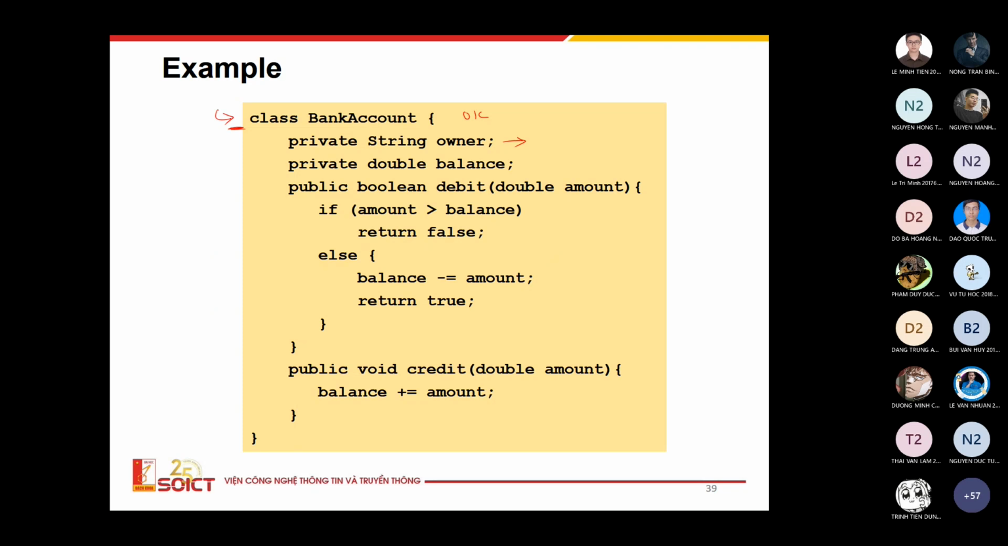Dòng này giúp tôi làm việc gì nào? Dạ, ta khai báo hai thuộc tính là owner và balance. Owner làm sao? Có phạm vi truy cập là private, kiểu dữ liệu là string. Rồi. Còn thuộc tính balance.